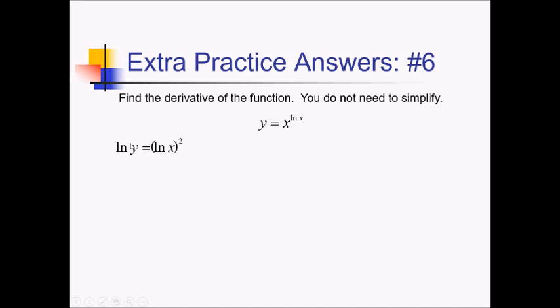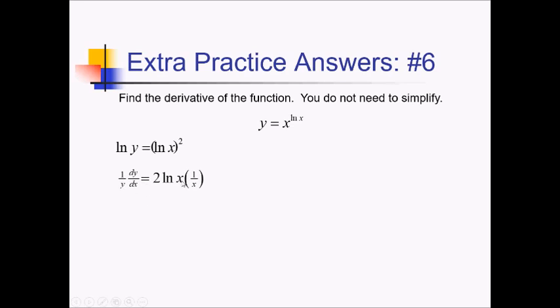So on the left side, I've got 1 over y times dy over dx, because y is an inner function of x. And on the right side, we can just use a little chain rule here. So we've got something squared. Derivative of that is going to be 2 times the something, 2 times ln of x, but we also have to multiply by the derivative of the inner function. Derivative of ln of x is going to be 1 over x. And at this point, we just have to get dy over dx by itself, which we can do by multiplying both sides by y.